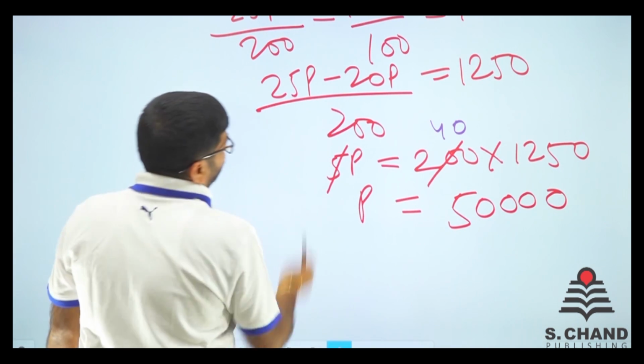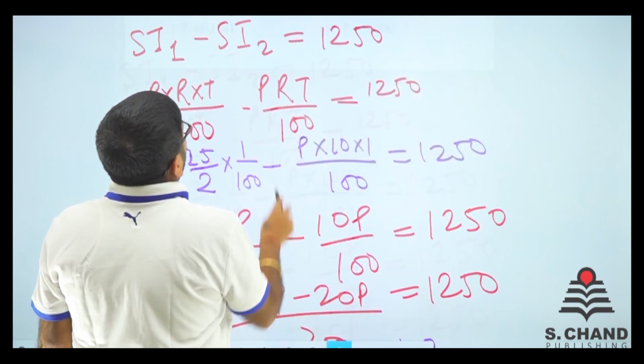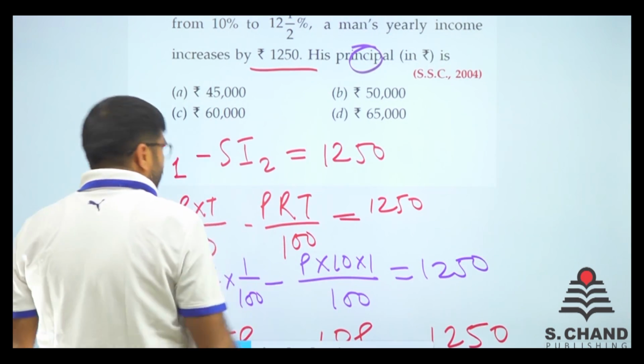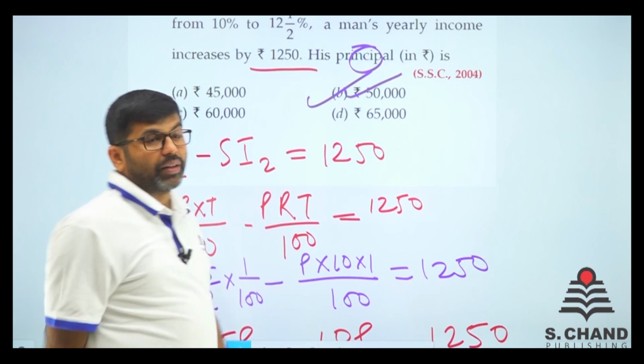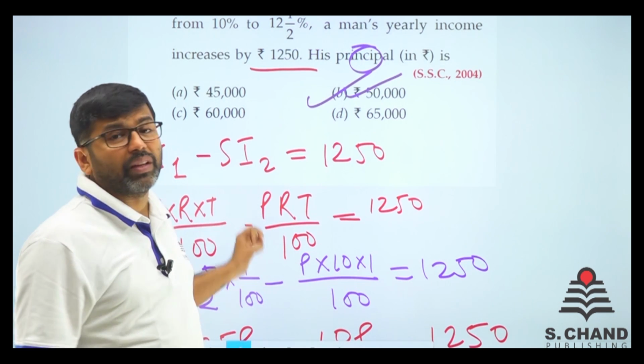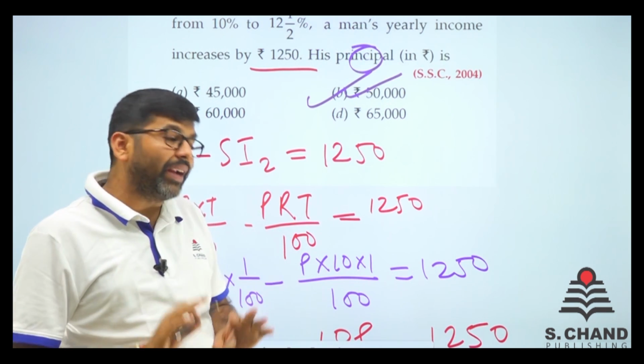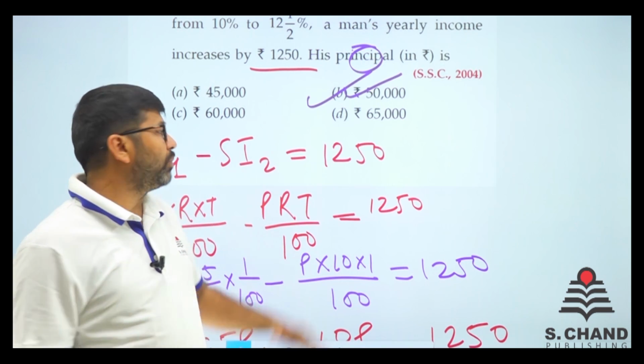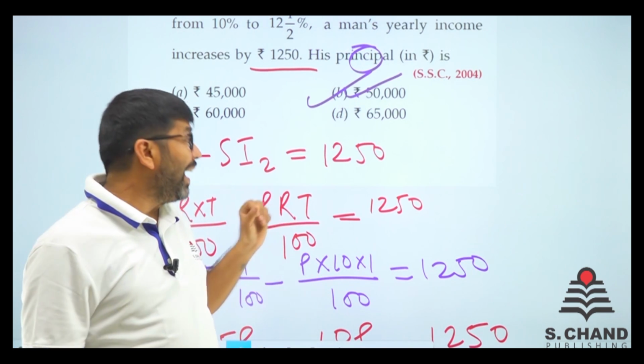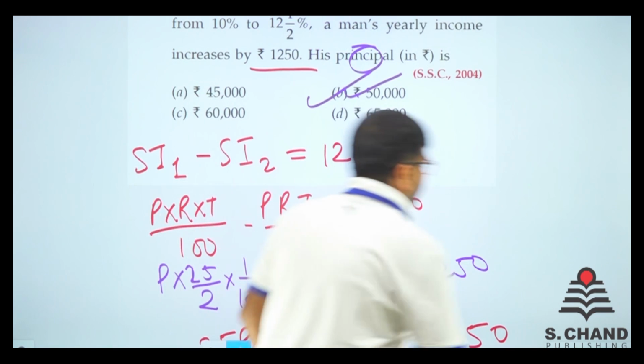Is there any option near 50,000? Here we go, we have 50,000 with us and that is our answer. Simple question, simple. You need to understand the concept. Again and again I am saying the same thing: understand the concept and get to the answer. Let's move on to the next question.